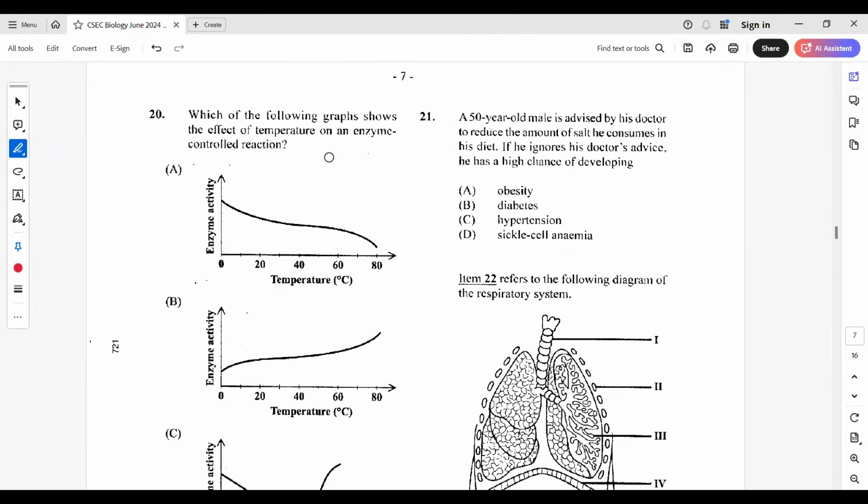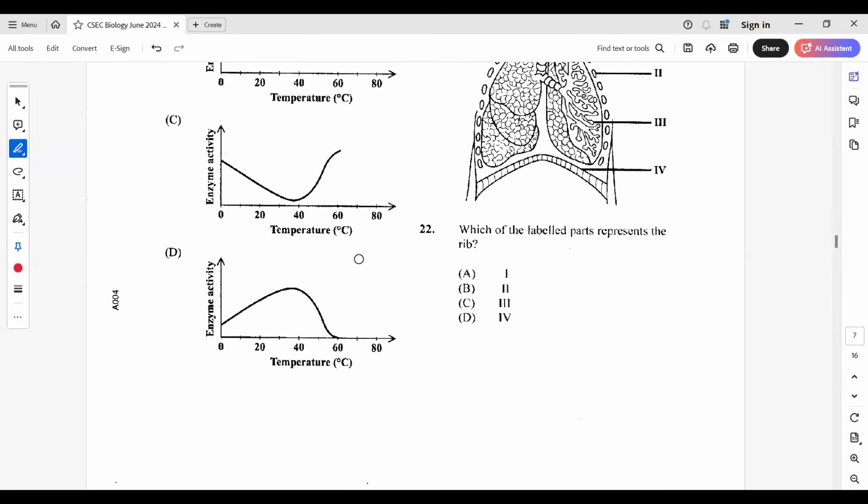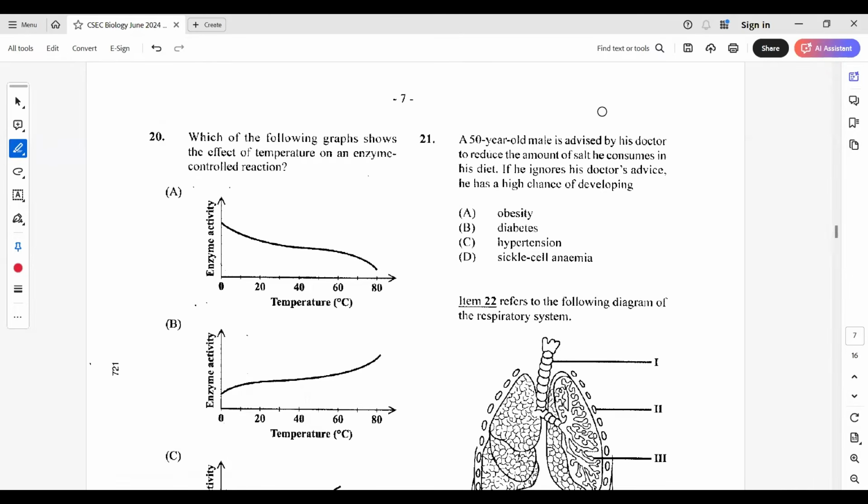We're going on to 20. Which of the following graphs shows the effect of temperature on an enzyme-controlled reaction? And we're looking for that very familiar graph where the optimum temperature is around 40 degrees Celsius. So D is our answer. Question 21. A 50-year-old male is advised by his doctor to reduce the amount of salt he consumes in his diet. If he ignores his doctor's advice, he has a high chance of developing... We know salt is linked to hypertension, so we are going with C.